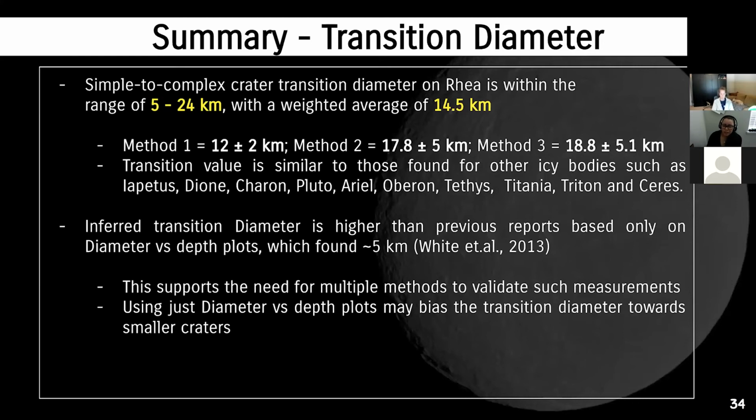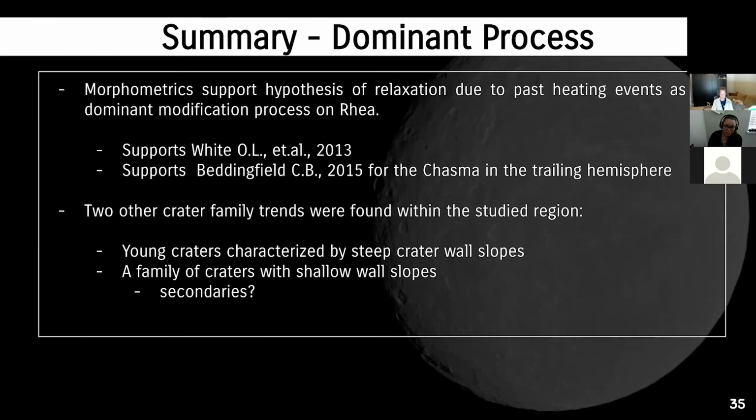The inferred transition diameter is higher than what we expected from a study reported by White et al. from 2013, but that report was done through one simple method, and this actually supports the idea that using multiple methods to validate the measurements is a good idea. We think that using just the diameter versus depth plots might bias the transition diameter toward smaller craters, which is why the transition is so small in that previous study by White, and ours are at higher diameters.